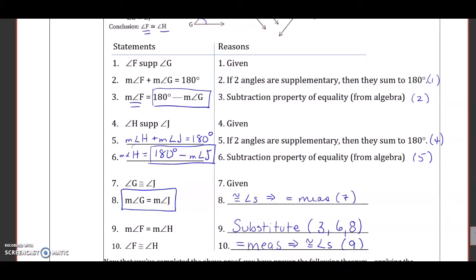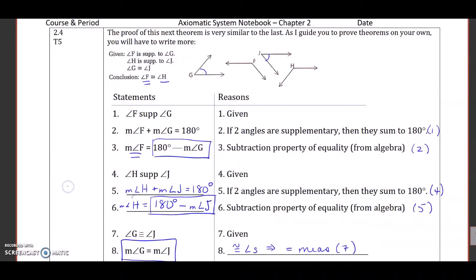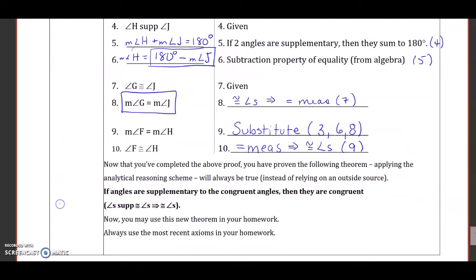Once again, this is not how you do your homework. This is proving the theorem so that we can use it in our homework. So now instead of writing a 10-step proof, we'll only have 2 steps. If you were given something like this in your homework, you would write down the givens, and then you could make this conclusion in step 2 by saying, if angles are supplementary to congruent angles, then they are congruent. And here's the short form. No, you may not shorten that.